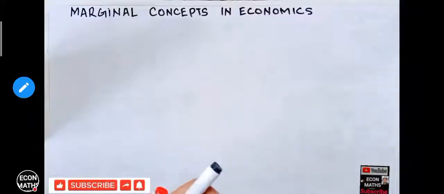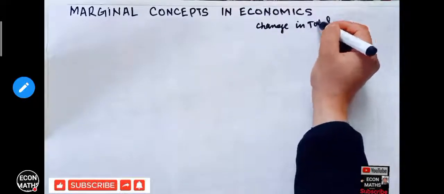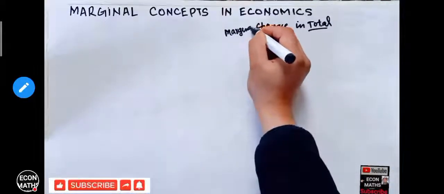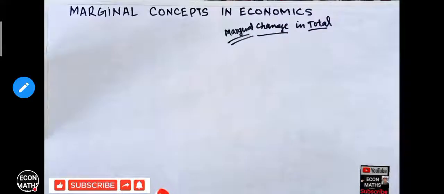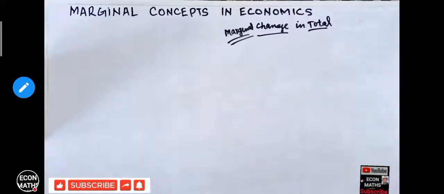This marginal concept is related to change in total. Change in total. So this is the essence of the marginal. Like we have the marginal utility, which is the change in the total utility due to the change in the consumption. And we have the marginal revenue, that is the change in the total revenue due to the change in the production. So the marginal concept refers to change, and finding the marginal function from a total function is basically a measurement of change.